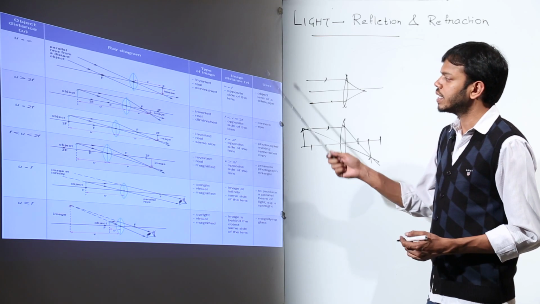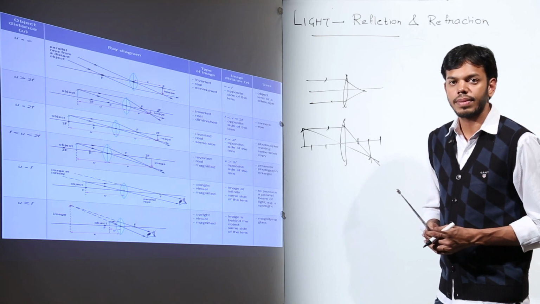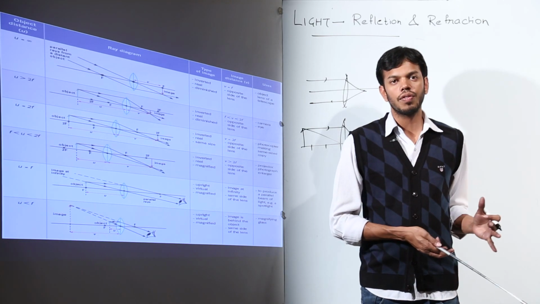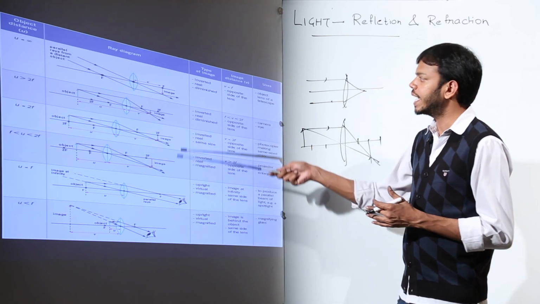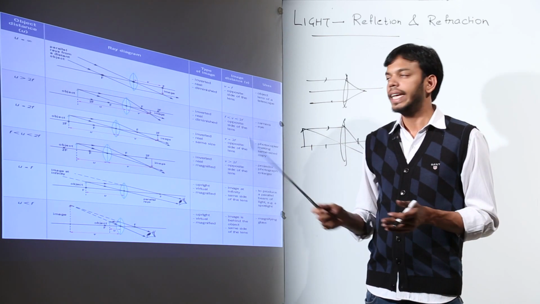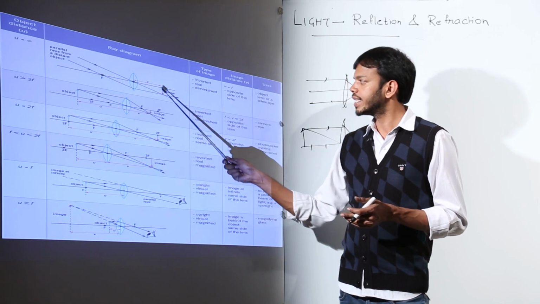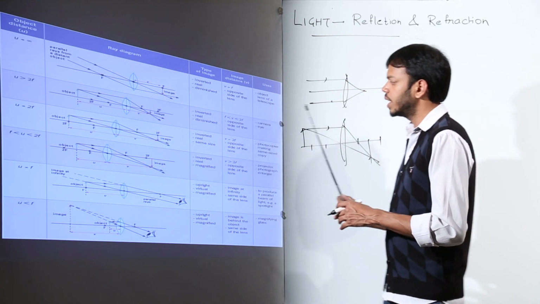The only difference is, what is the difference? The difference is in the position of the image, because these are real and inverted, that was also real and inverted. They were on the same side, this is on the opposite side, that is the only difference.